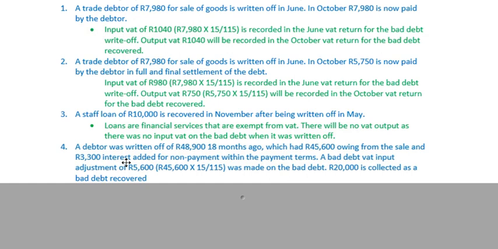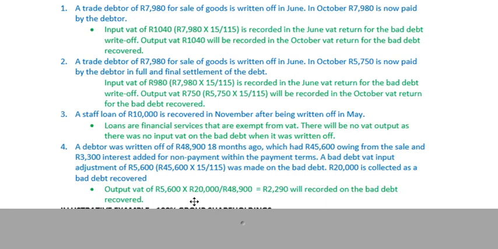So the way that we do the output VAT is if we cannot allocate it between sales and interest, you do it on a pro rata basis. So if you have a look here, it says 5.6 times 20 over 48,900, 2290 will be recorded as a bad debt recovered. So you need to apportion it based on what is actually being claimed. So the 5,600 was written off on 48.9. You now need to apportion whatever you get back.